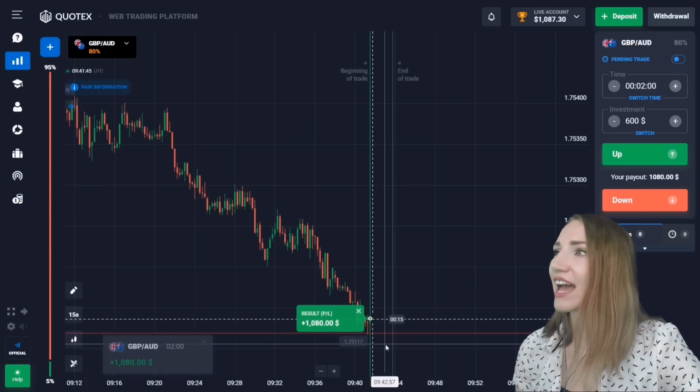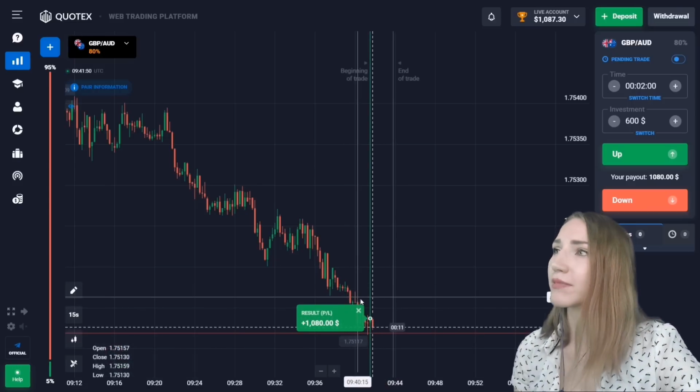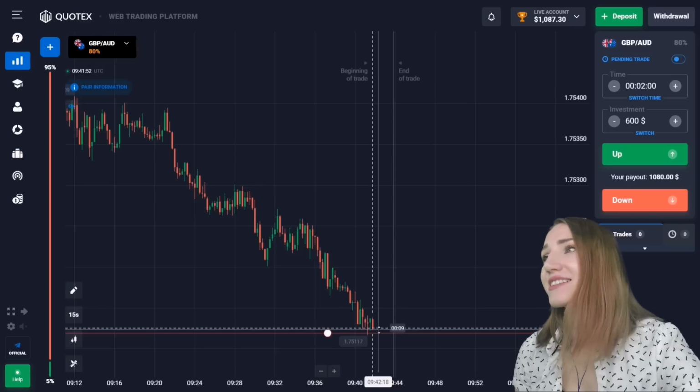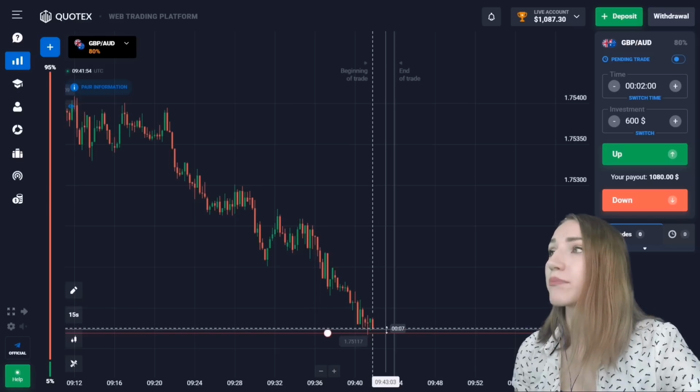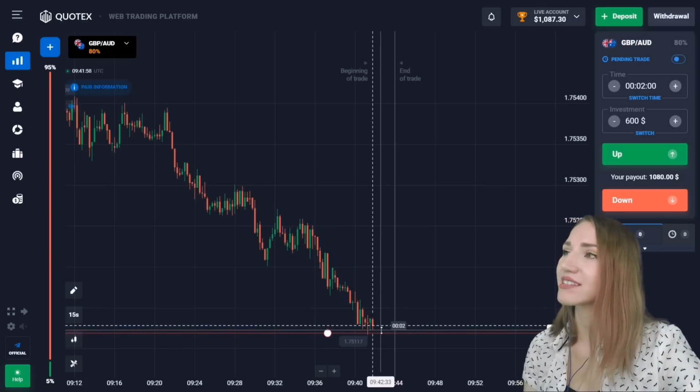Well guys, it's very good. As you can see, the price really continued its movement down to the support level and we have got the profit here again. So we have just worked out the approach to the support level. So let's look for some other situations.